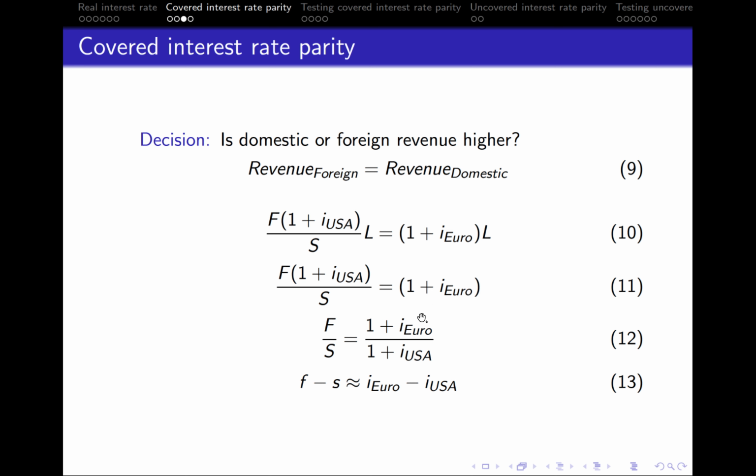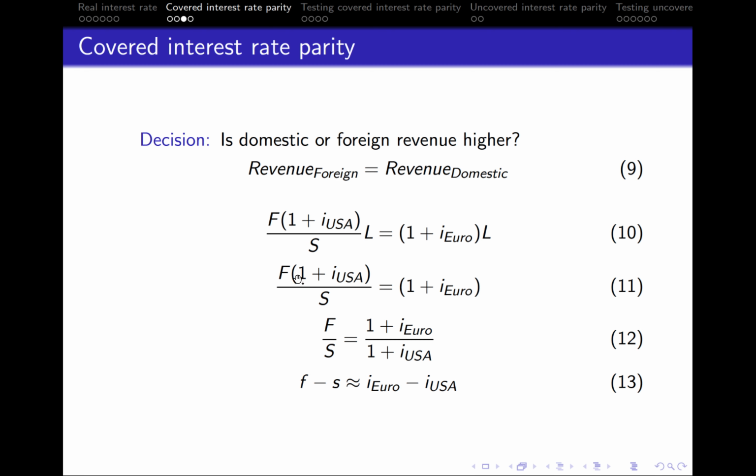Look, this covered interest rate parity over here is simply what we get if we equalize revenues from both markets. And now look, just like before, maybe a better way to go about it would be using logarithms.